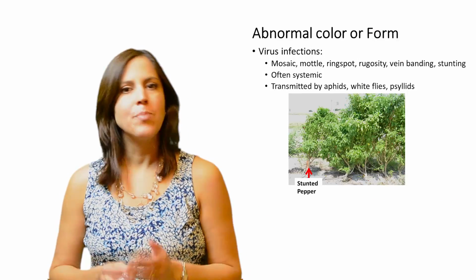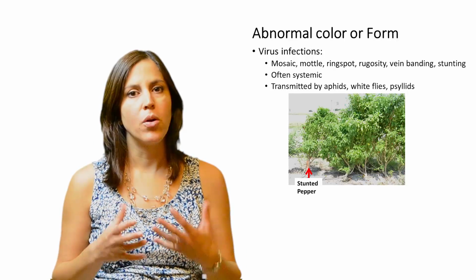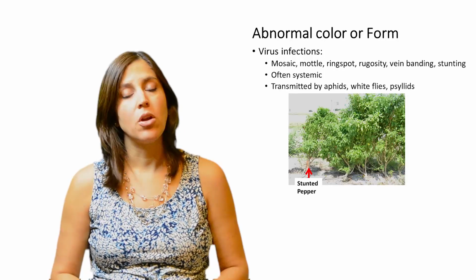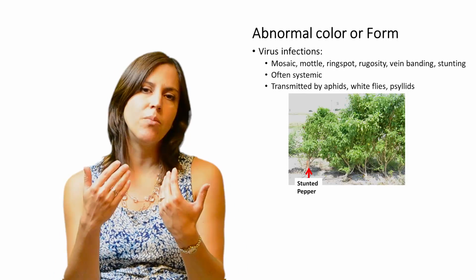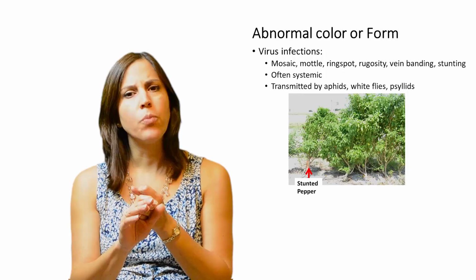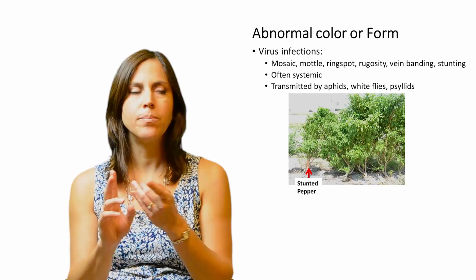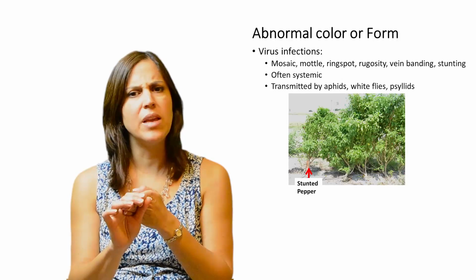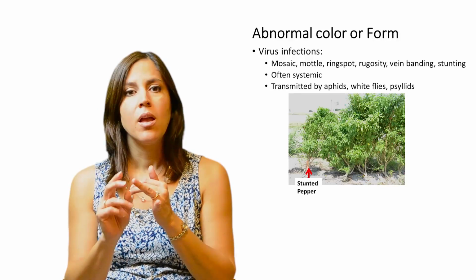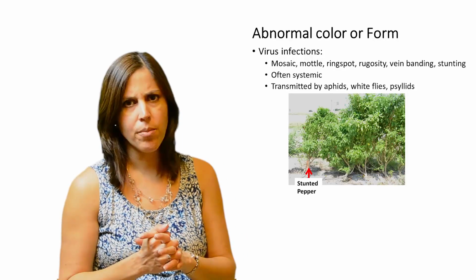Another type of symptom that is very common is abnormal color or form of the leaves, and this is very typical of virus infections. For viruses, what you see the most is mosaic, mottling, and ring spots. For certain crops you can also see rugosity of the leaves, vein banding, stunting of the plants, and some other symptoms that are also common for viruses.